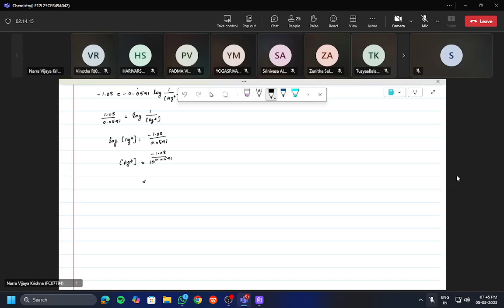Okay, wow. Instead of doing this, I am writing that in another format. 1.08 divided by 0.0591. That is 18.27. So I am writing it as 10 power minus 18.27. Nothing wrong. Correct? Can I write this as 10 power minus 19 into 10 power plus 0.73? Can I write it?